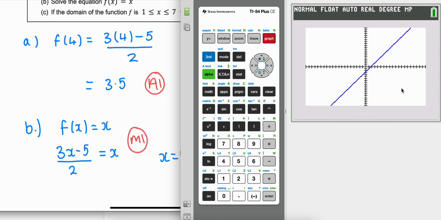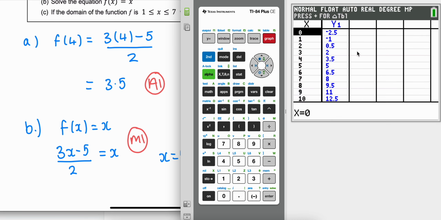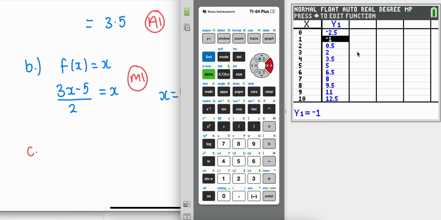So we can see that if the domain is from x is equal to 1, that's this point here, all the way up to x is equal to 7, it's up here. So if I go to my table, then I can actually find out when x is 1, the y value is minus 1. So the smallest part of the range is going to be when x is 1. So that's minus 1. And then the range is going to keep increasing until x is 7. We can see there it keeps increasing and it goes up to 8. So that then gives me my range as well.